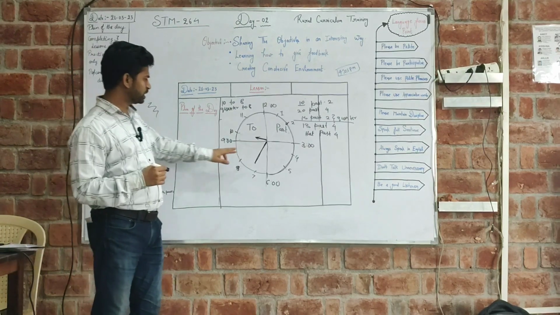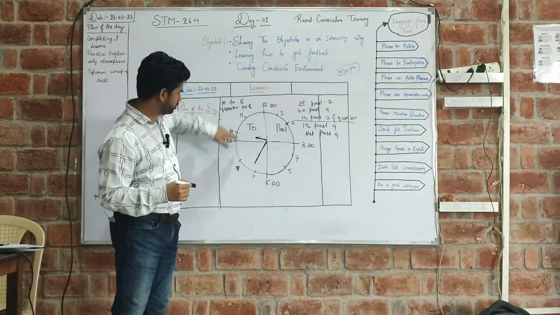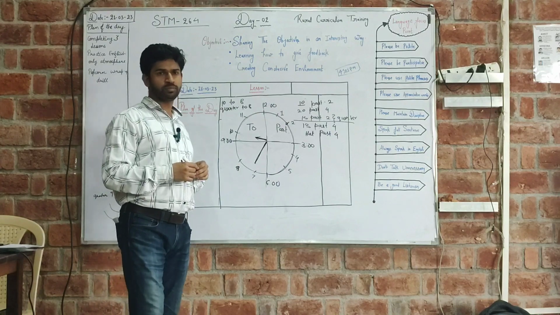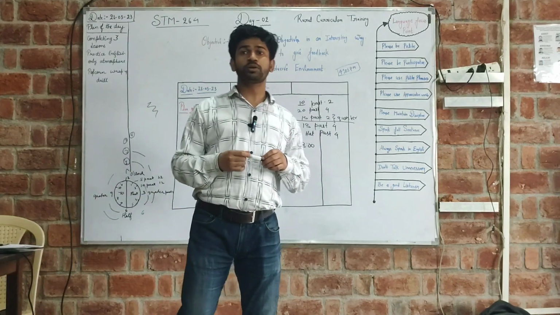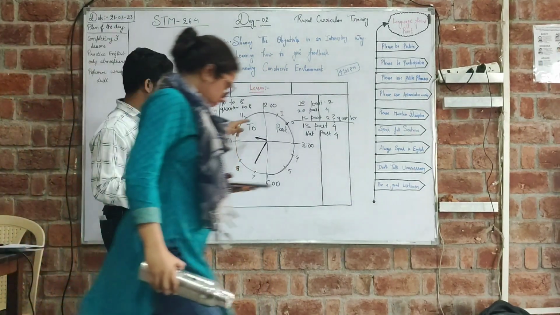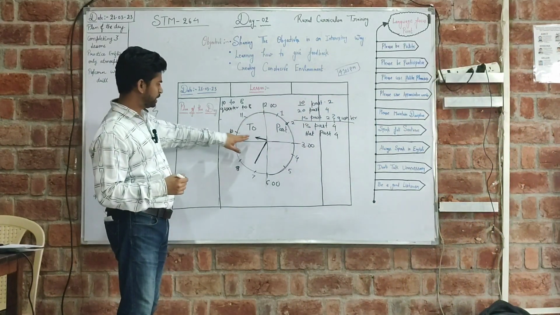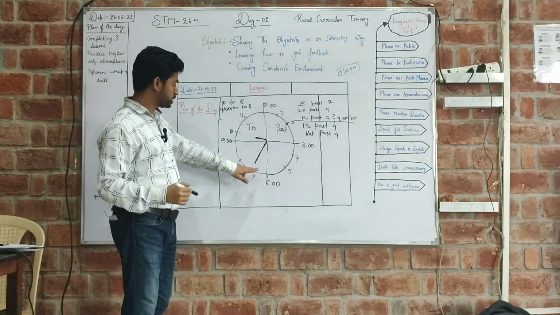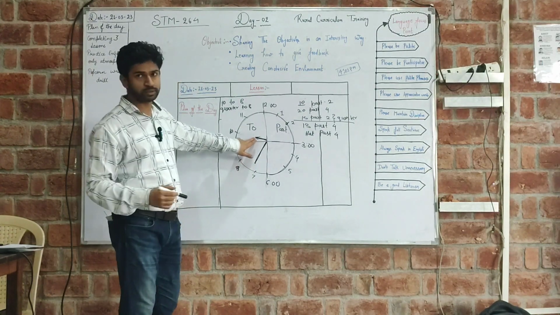Okay, 35? Is it 35? Yes, can I? Okay, wait. 7. See, this is here. The small hand is here, the bigger one is here. This is the minute hand. This is the hour hand. Okay.